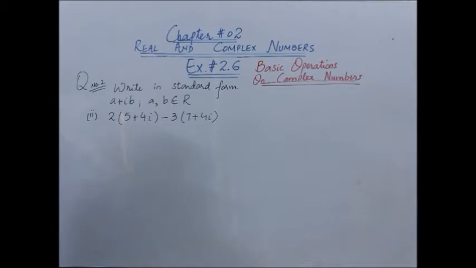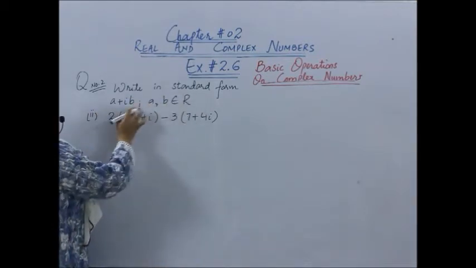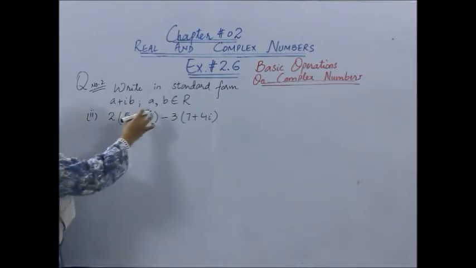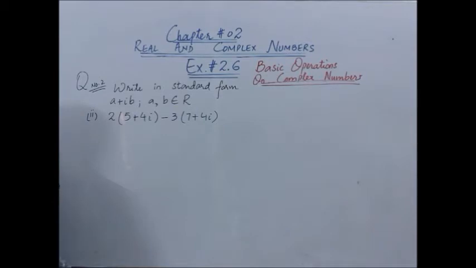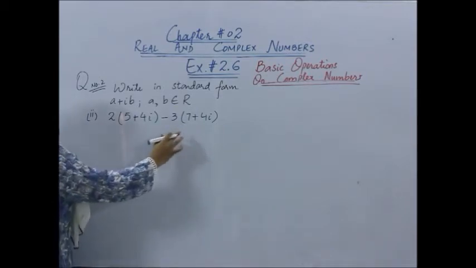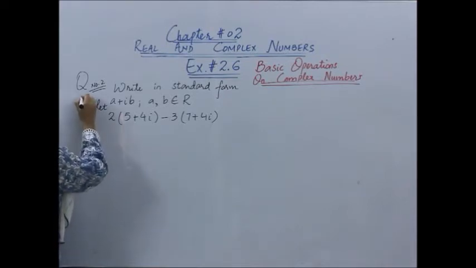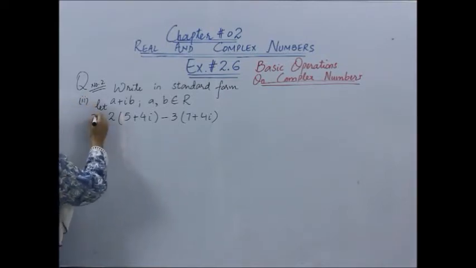So here we will start question number 2, that is write the given complex number in the standard form a plus iota b, where a, b belongs to the set of the real numbers. So second part of this question is this one. So students, for our convenience, let us suppose the given complex number as z.